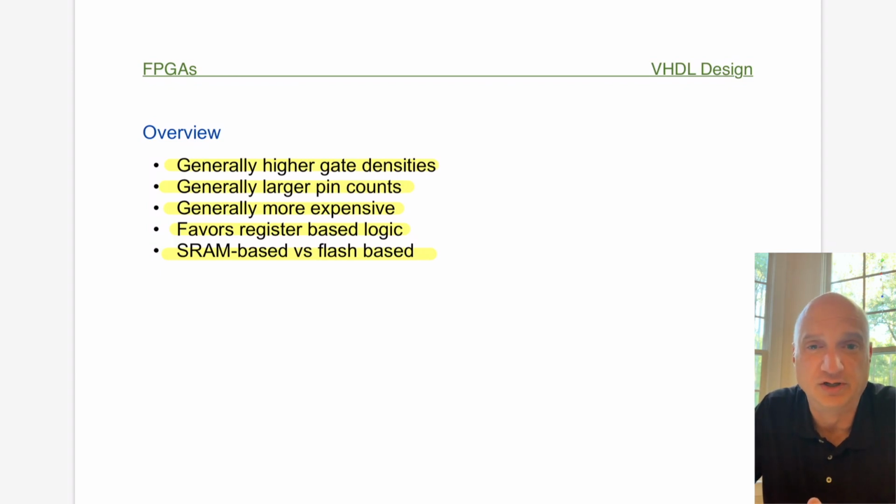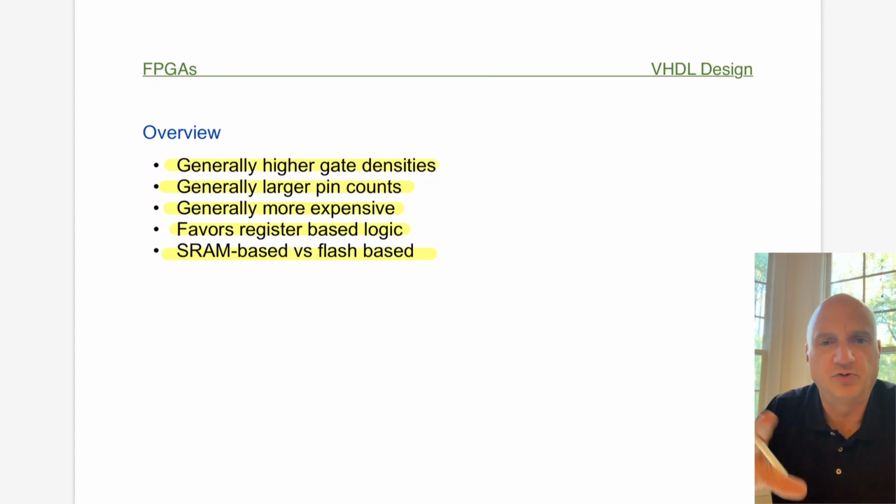CPLD is great for combinational logic, smaller designs, smaller pin count things, cheaper. And then the FPGAs tend to be a little more pricey, but they also have a higher density than the CPLD devices, and can hold more complex designs. They're very register intensive, so they can do a lot of state machines and sequential type elements in them without much trouble at all.